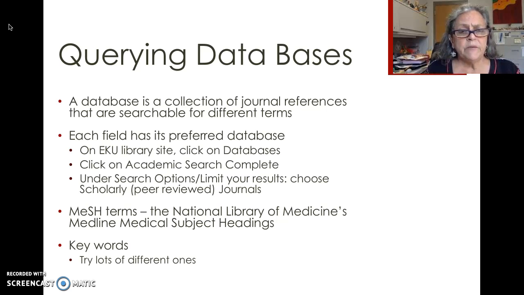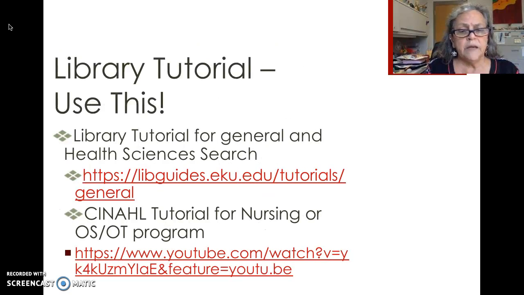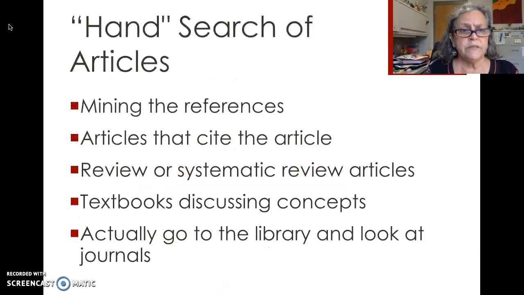So a database is a collection of different journals, and as I may have just mentioned, on the EKU Library website, you want to click on Databases, click on Academic Search Complete, and under Search Options, choose Peer-Reviewed Journals. And then, like I said, you want to try lots of different keywords, but not too many at one time. Here's a couple links to tutorials. If you're struggling, these are some really good tutorials on how to do searches.